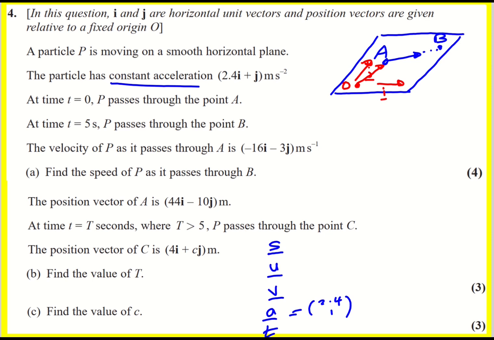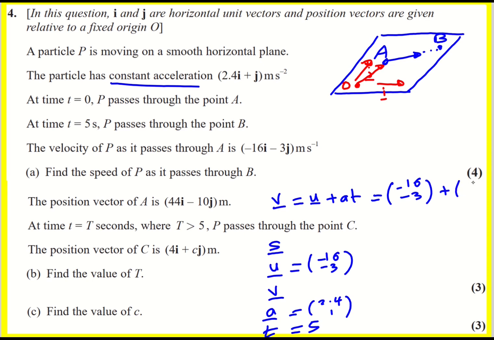We're told that the velocity of P as it passes through A, so that's the initial velocity, is going to be minus 16i minus 3j. And then find the speed of P as it passes through B. So that is when the time is 5. So I can apply v equals u plus at, which is going to be minus 16i minus 3j plus 2.4i plus 1 j times 5. That gives 12i plus 5j. And hence I get minus 4i plus 2j.